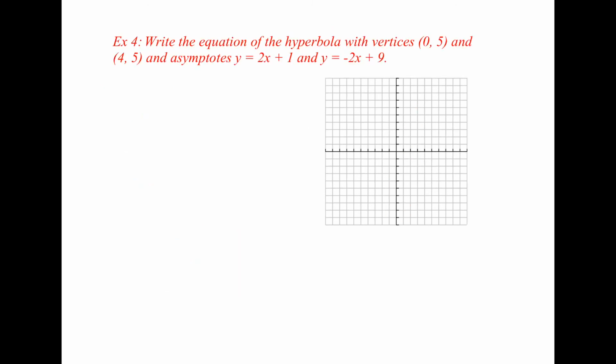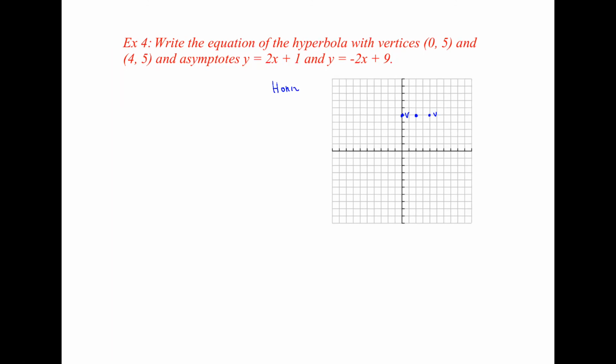Alright, last example. You can try this one on your own. Just pause the video and then come back and see how you did. So this one, working backwards, write the equation of the hyperbola with vertices 0, 5, and 4, 5. So now you can see that we are going horizontal with this one. Also the center, you can see, is a little bit shorter distance, so we can see that one pretty easily.